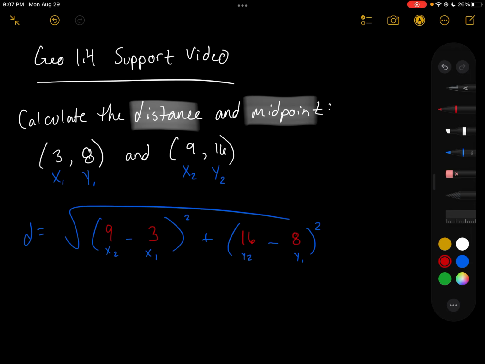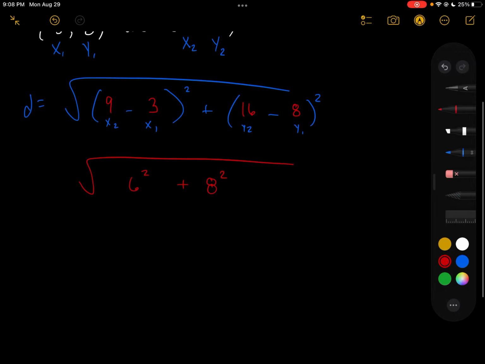And from here, we follow our order of operations, PEMDAS, to make sure that we're doing this in the correct order. So parentheses always come first. So 9 minus 3 gets us 6, and 16 minus 8 gets us 8. After we do parentheses, we can transition to our next step, which is exponents. So 6 to the second power is 36, and 8 to the second power is 64.